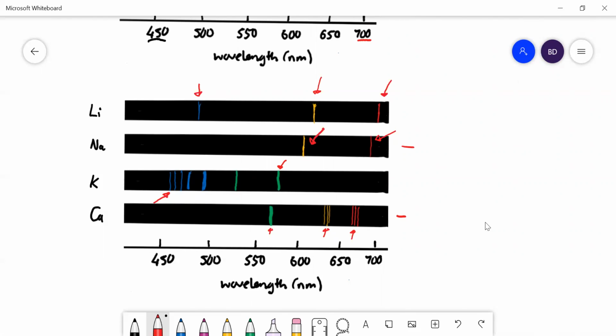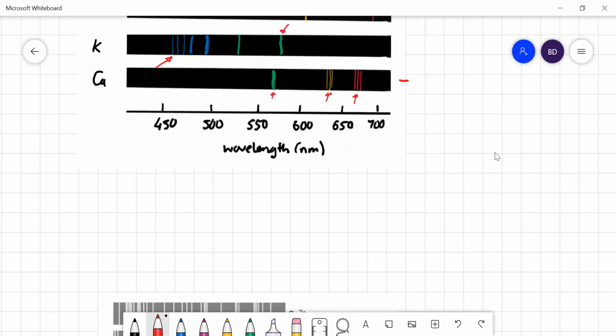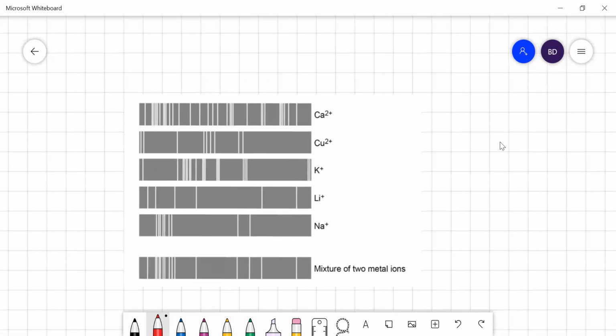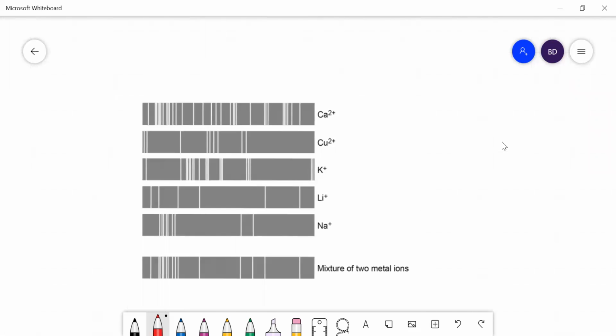So just to finish off, let's have a look at an exam question, AQA. They gave you the spectra not printed in color, only in black and white, and they don't give a scale here, but wavelength is along that axis, about 400 nanometers down here, up to about 700 nanometers up here, the red part of the spectrum. It gives you it for calcium, copper, potassium, lithium, and sodium. You should know all the colors of those from the flame tests.